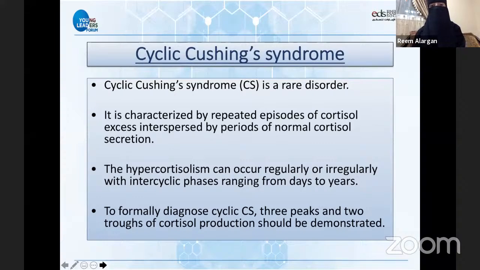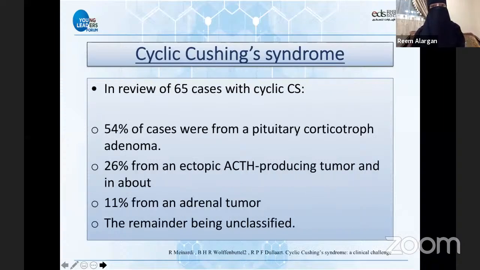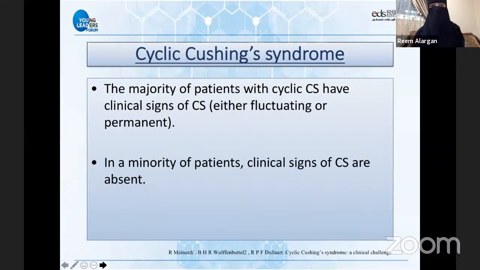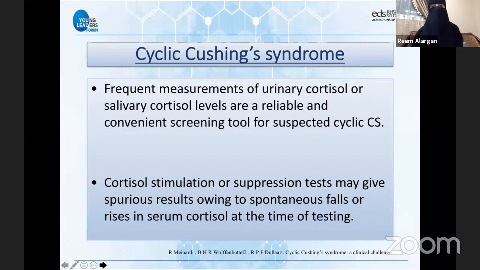It's a rare disorder characterized by repeated episodes of cortisol excess, interspersed by periods of normal cortisol secretion. Hypercortisolism can occur regularly or irregularly in cycles that range from days to years. In a review of 65 cases of cyclic Cushing, they found that in 50% it arises from a pituitary adenoma, in 26% it could be an ectopic cause, and in 11% an adrenal tumor. The majority of patients with cyclic Cushing have clinical signs of Cushing syndrome, either fluctuating or permanent. Only a minority have absent signs of Cushing syndrome. And the key is to do frequent measurement of urinary cortisol or salivary cortisol as a screening tool for suspected cyclic Cushing syndrome.